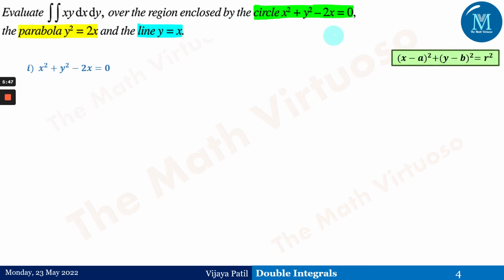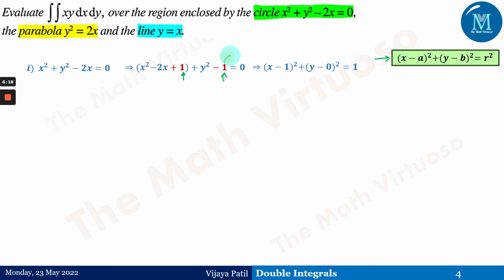If we go ahead and complete the perfect square, that is x minus a the whole square plus y minus b the whole square equals r square, which is the standard equation of a circle in Cartesian coordinates. We can easily complete the perfect square: x square minus 2x plus 1, so plus 1 we have added. Similarly, if we have taken something in, we have to give it back, so it's minus 1 over here. This can be written as x minus 1 the whole square plus y minus 0 the whole square equals 1.